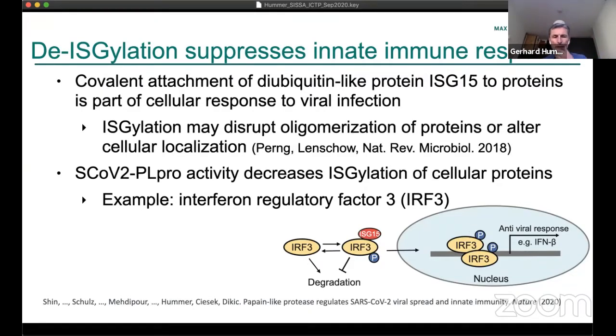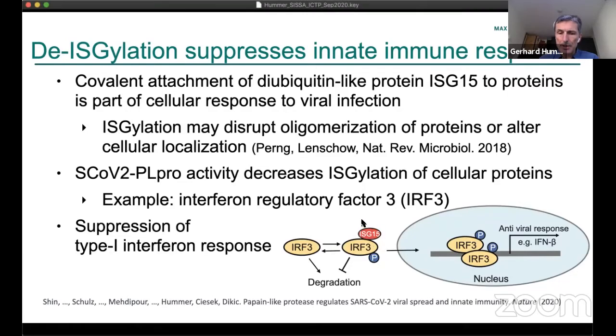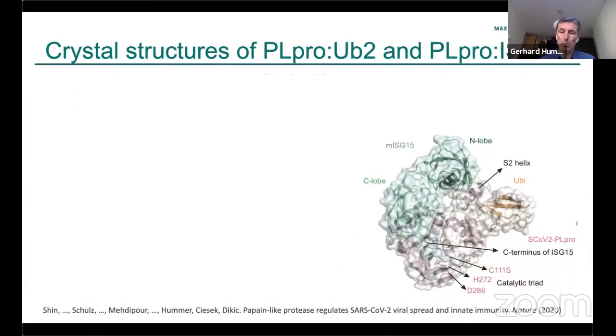And this, however, is altered if ISG15 is removed from IRF3. Then IRF3 is degraded, not taken up in the nucleus, and that leads to a suppression of the interferon response. And so that's, in a nutshell, what we think happens in this particular case. But I have to emphasize, this is a much broader response that is happening here. So what is going on then at a more mechanistic molecular level?